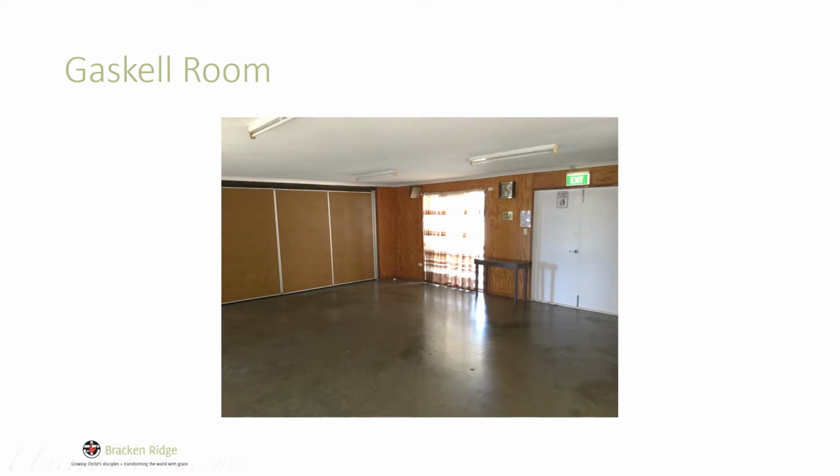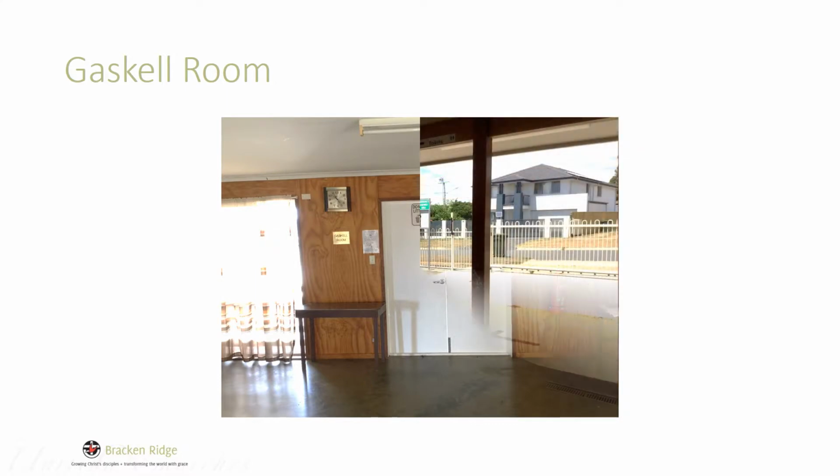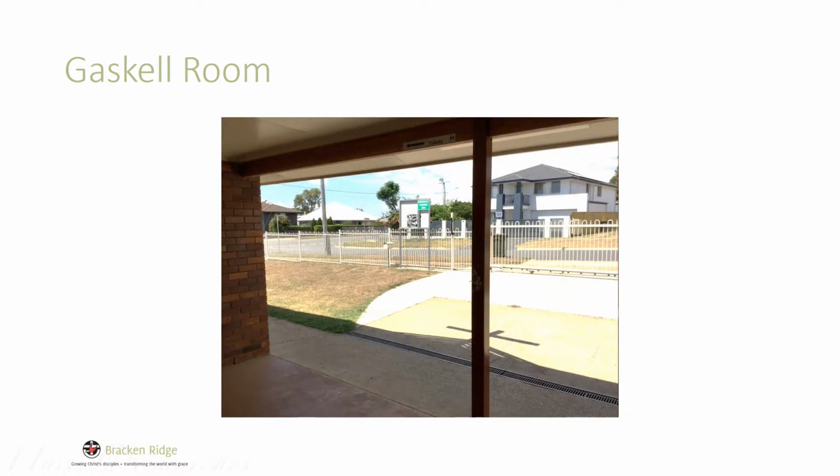If you are in the Gaskell Room, the main exit route is through the main entry doors. Move to the entry doors. Proceed through these doors and meet at the church sign, which serves as the assembly area.